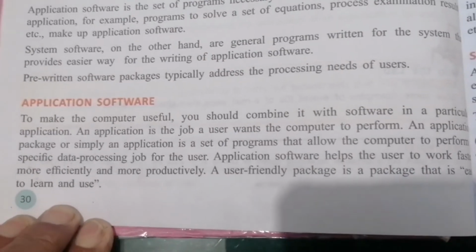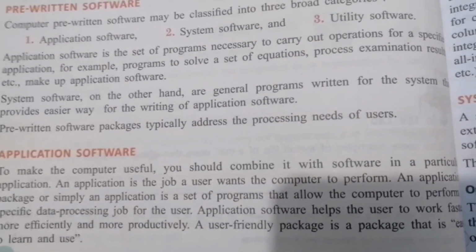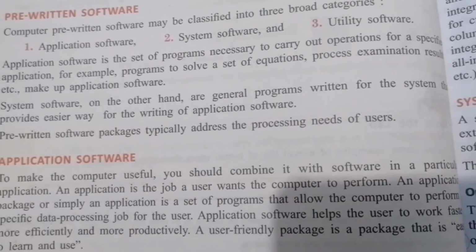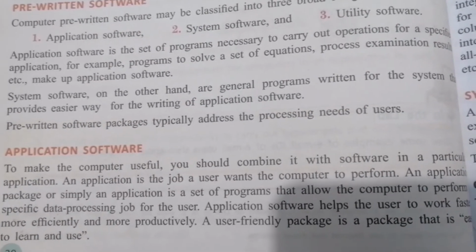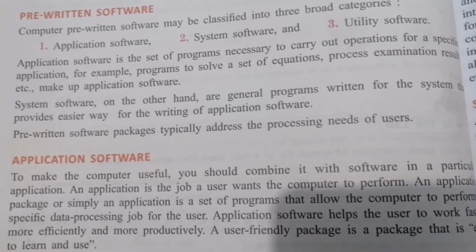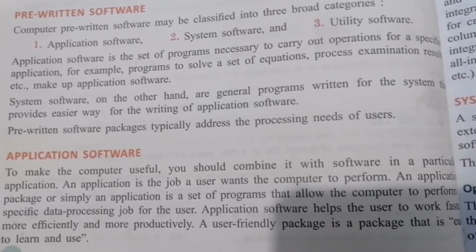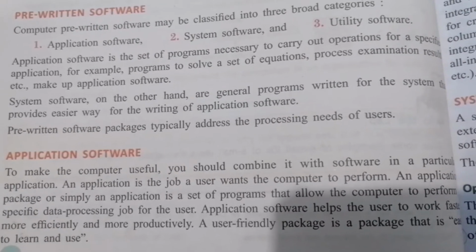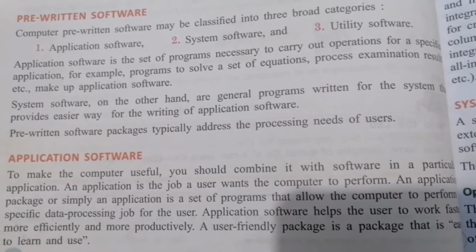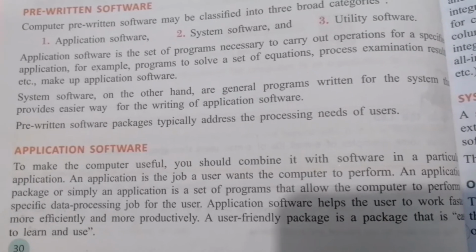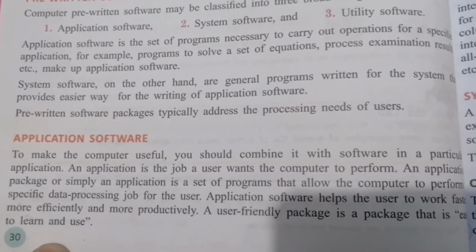Application software. To make the computer useful, you should combine it with software for a particular application. An application is the job a user wants the computer to perform. An application package, or simply an application, is a set of programs that allow the computer to perform a specific data processing job for the user. Application software helps the user to work faster, more efficiently, and more productively. A user-friendly package is a package that is easy to learn and use.